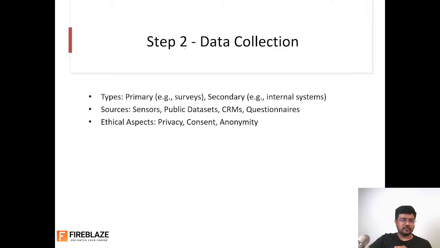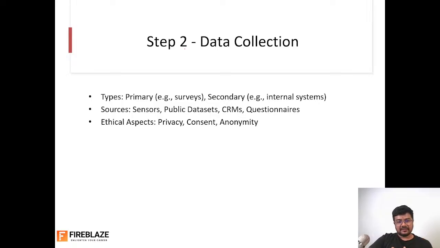For example, if you want to know in a specific area whom the people in that area voted for in an election, you need to go there, you need to ask yourself, you need to conduct surveys, you need to ask them who they voted for and just collect the data.